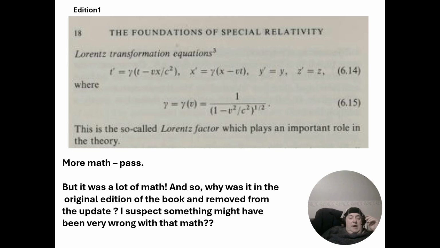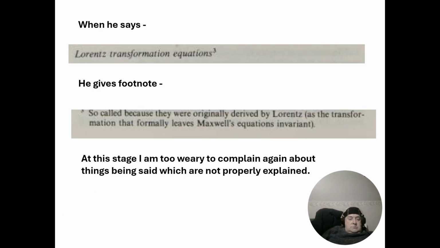So why was it in the original edition of the book and removed from the update? I suspect something might have been very wrong with that mathematics. The author suddenly realised, oh, that mathematics doesn't make any sense. So he removed it when he updated the book. But of course I'm passing on it. Why start looking at a lot of maths that doesn't make any sense?